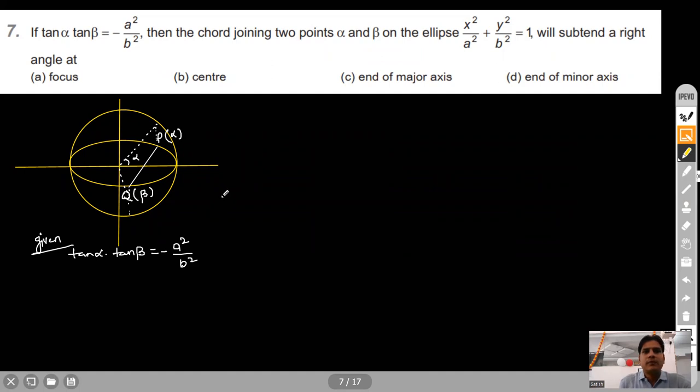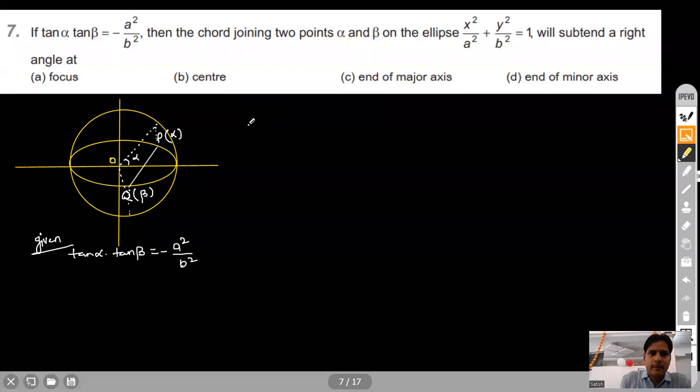Now, we have to find at which point this chord is making a right angle. This is the center of the circle, and the center of the ellipse or center of the auxiliary circle, same thing, because both the auxiliary circle and this ellipse are concentric. This is the end of the major axis, and this is the end of the minor axis. So these four options are given here, and we have to check where this chord is subtending an angle of 90 degrees. Let me check with point O.